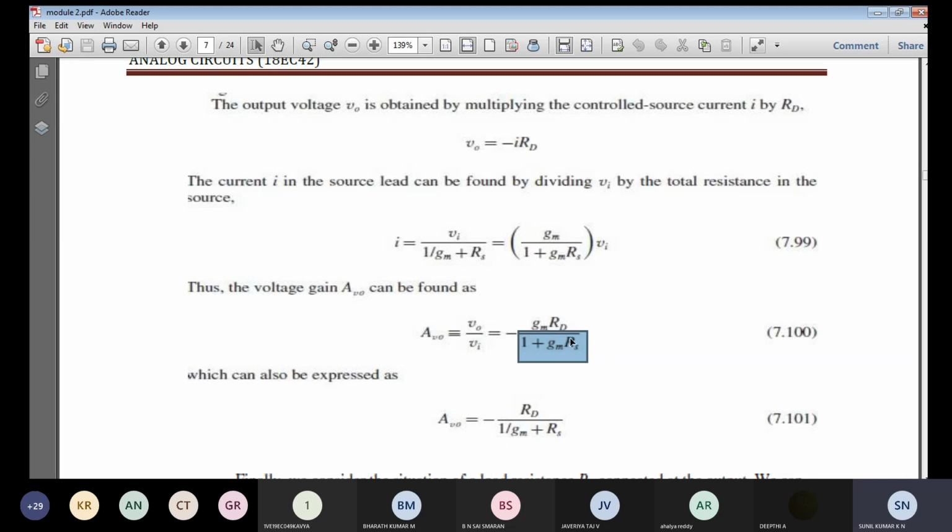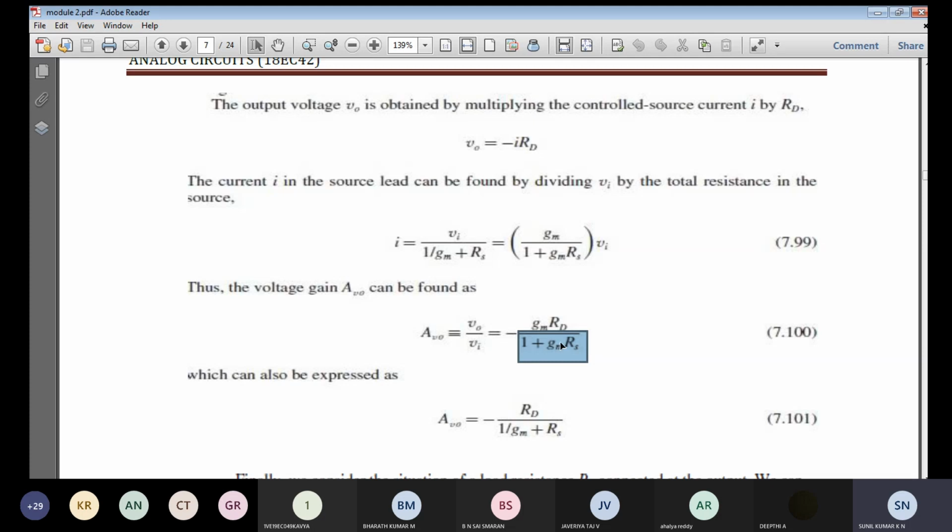This source resistance acts like a negative feedback, and one of the important properties of negative feedback is that it reduces the gain. The difference between negative and positive feedback is that negative feedback is normally used to control the gain. Whenever we need to control the gain, we use negative feedback. The disadvantage of employing negative feedback is that the gain is reduced. At the same time, the advantage is that the bandwidth is extended, so you get an increase in bandwidth.